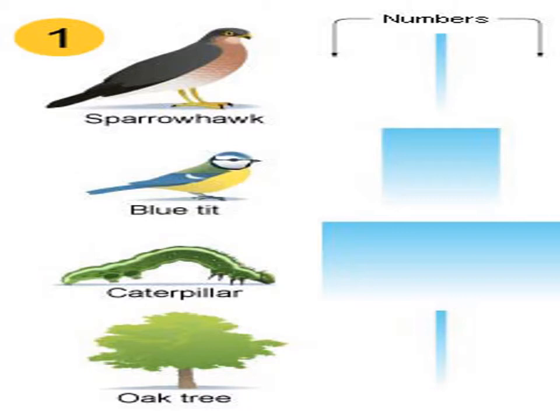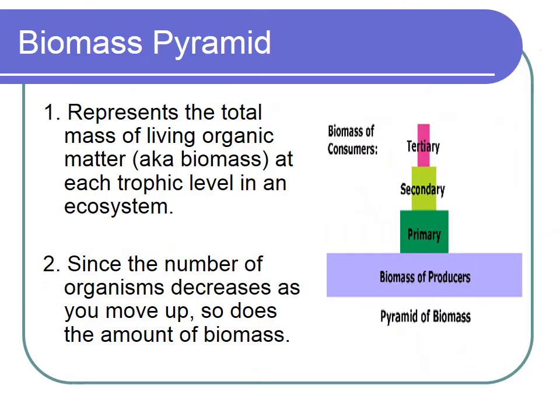So that's what makes a number pyramid not necessarily in the shape of a pyramid, when you're looking at just one specific tree or one bush or one something, or fewer producers than you have of anything else. So it can look like this. It doesn't have to be the shape of a pyramid.